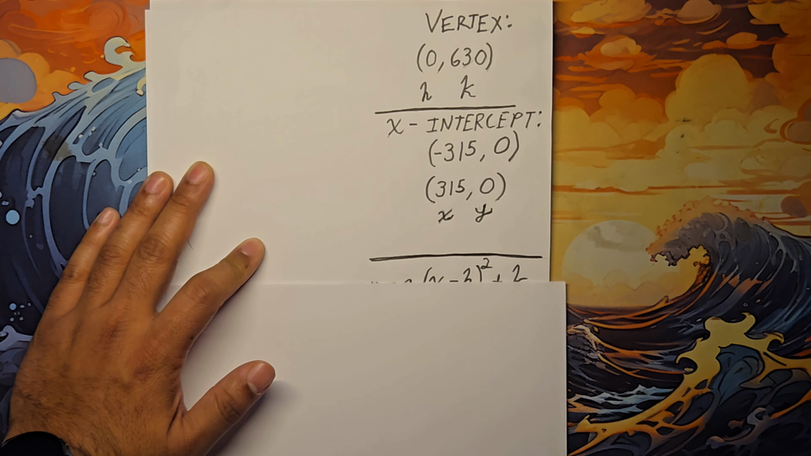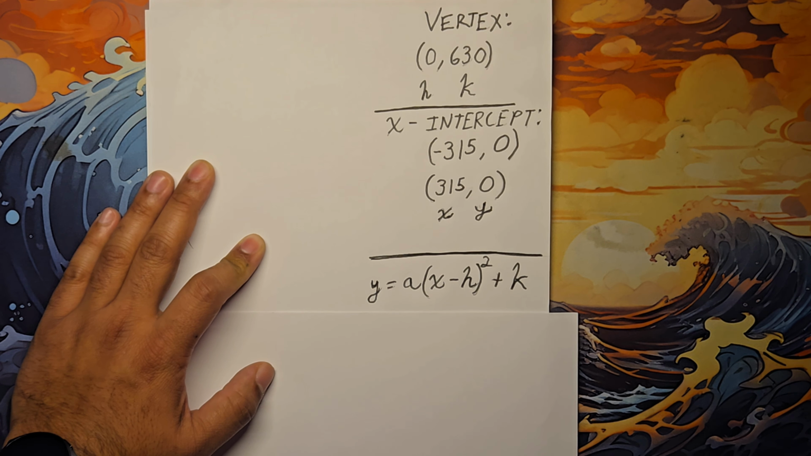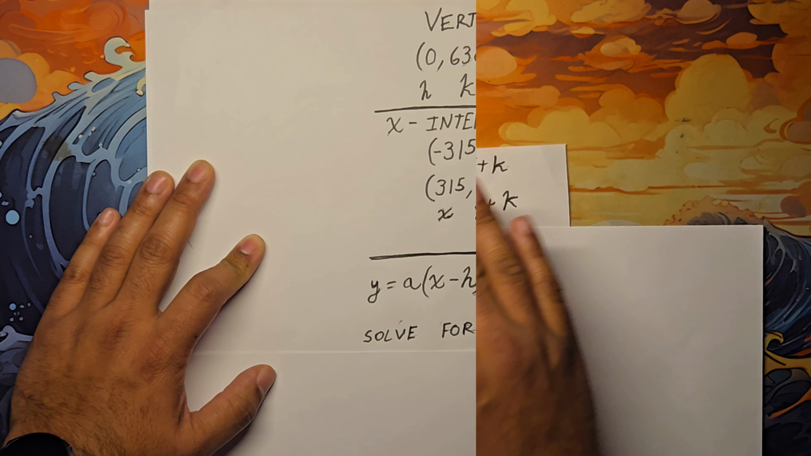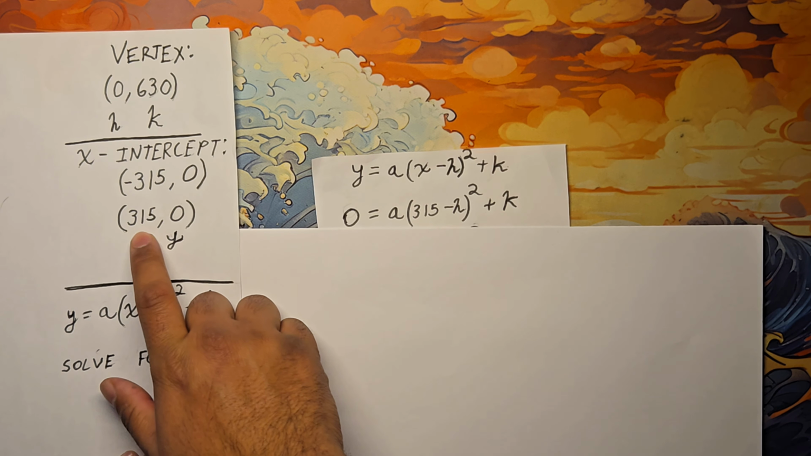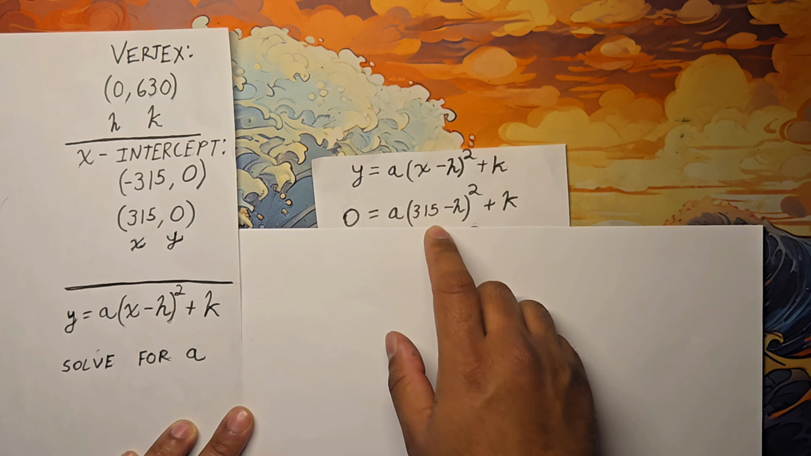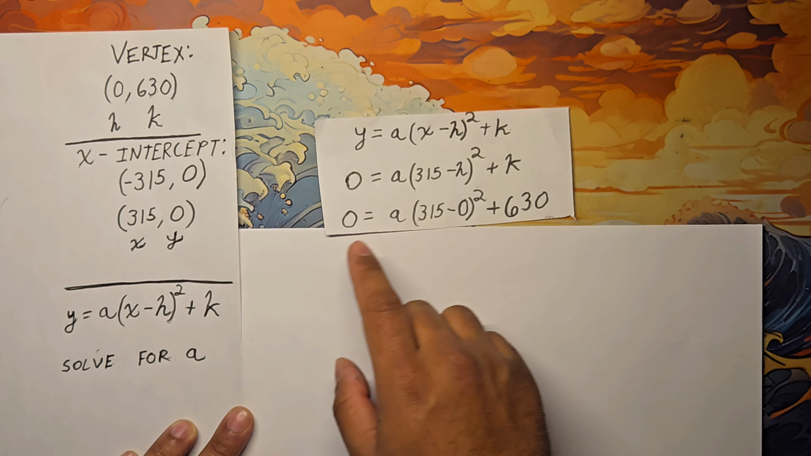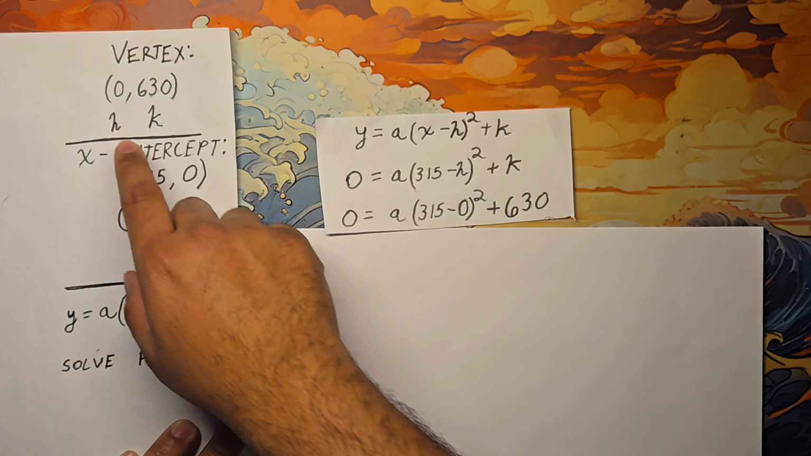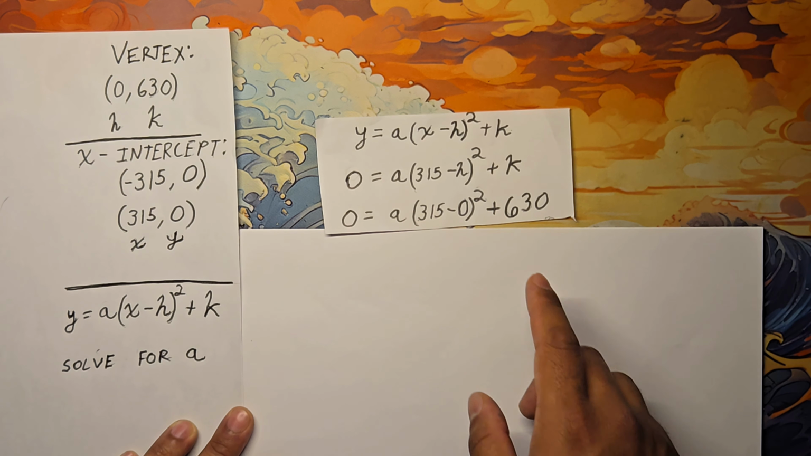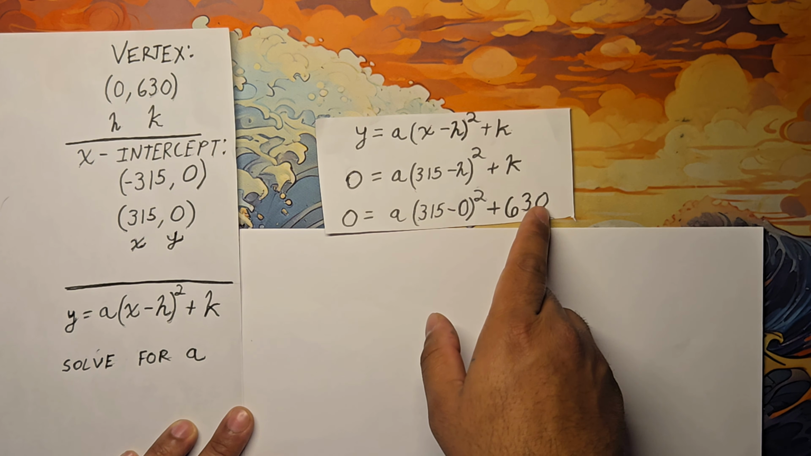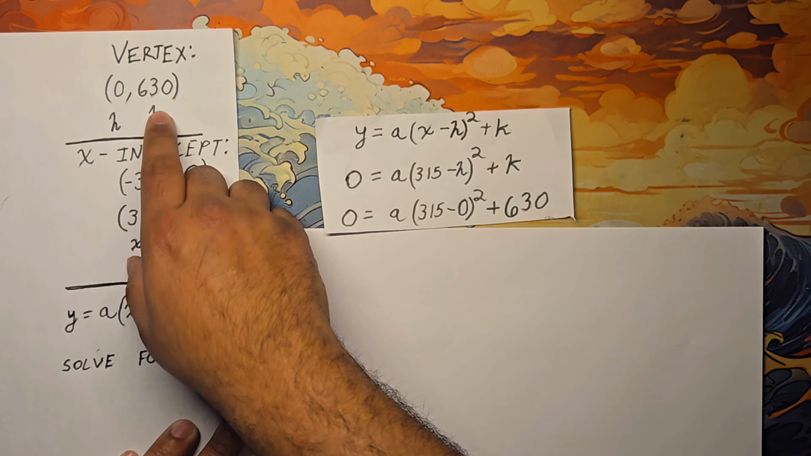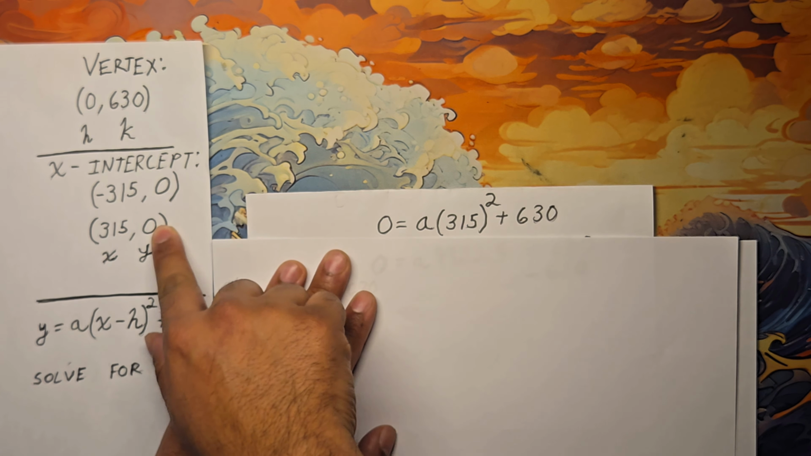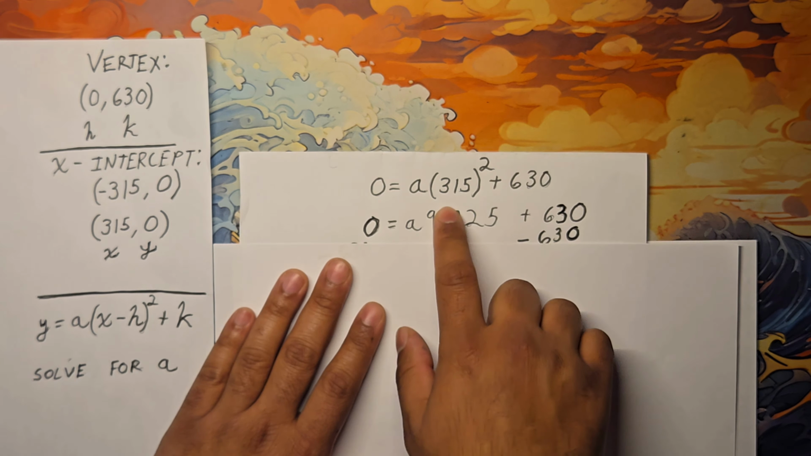I can plug them into this form right here, and then once I do that, I need to solve for a. So now I'll plug in my x-intercept for x, and then I'll plug in my 0 from my h at the vertex, and also I'll plug in my 630 from here at the k. Also plug in your y, that belongs there.